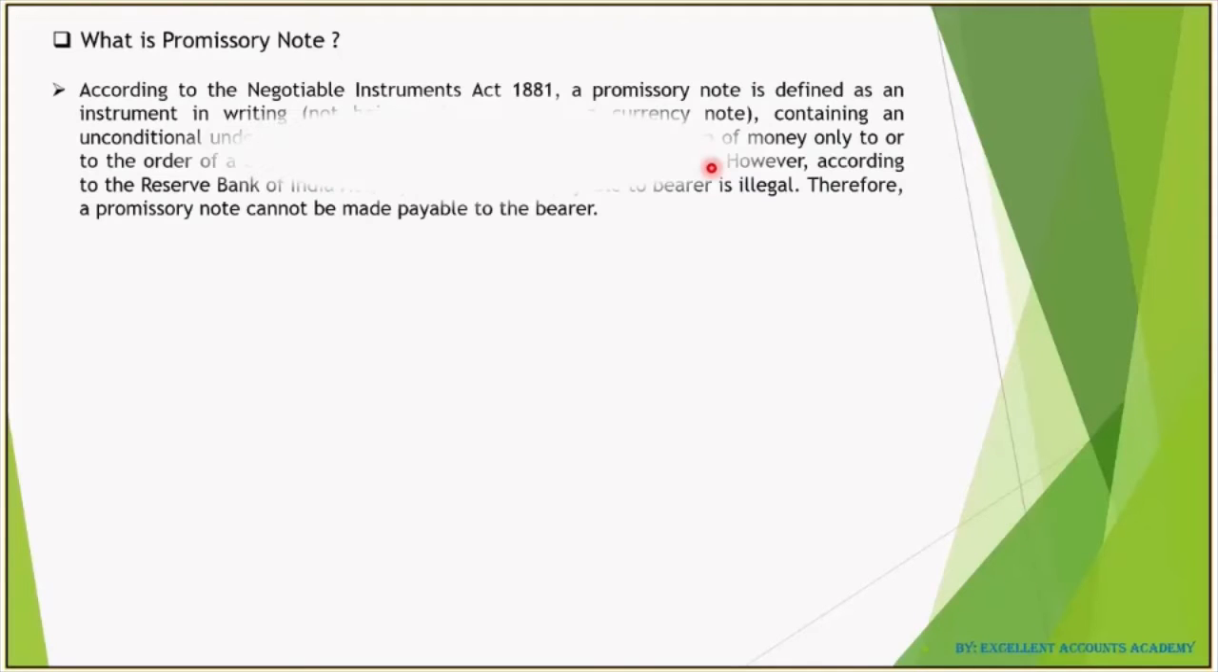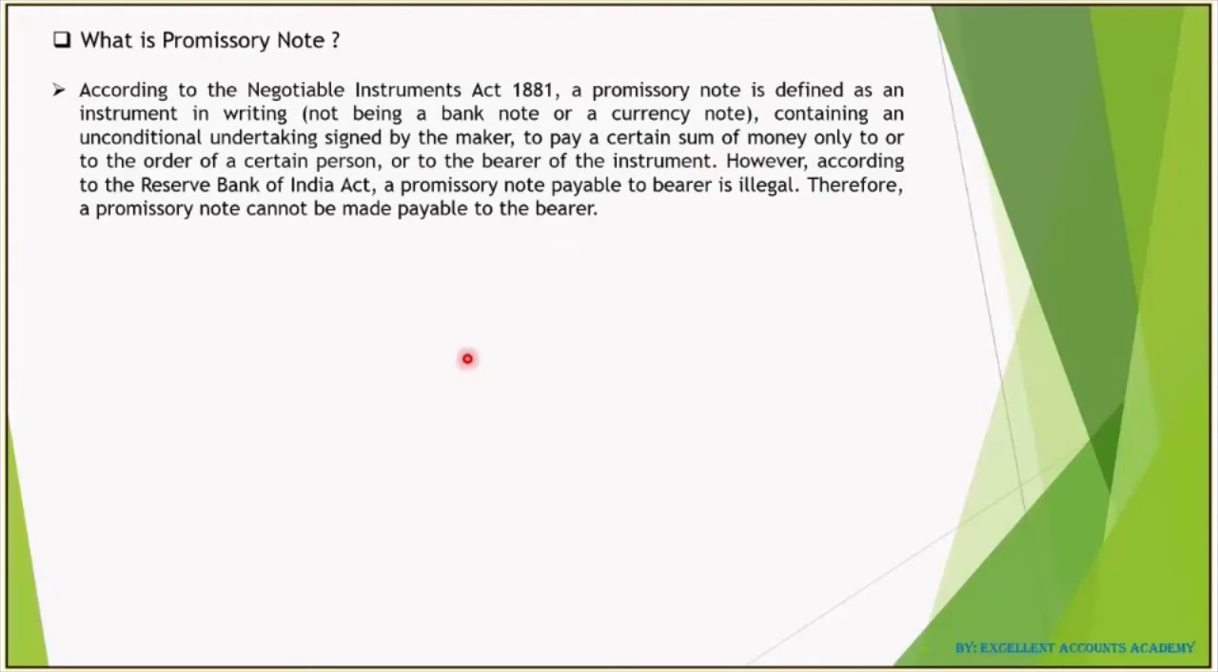And what is a promissory note? According to the Negotiable Instrument Act 1881, a promissory note is a negotiable instrument which is governed by this Act. So this Act you need to remember every time. According to this Act, a promissory note is defined as an instrument in writing. Again, this instrument should be in writing. It should not be oral. And not being a banknote or a currency note.